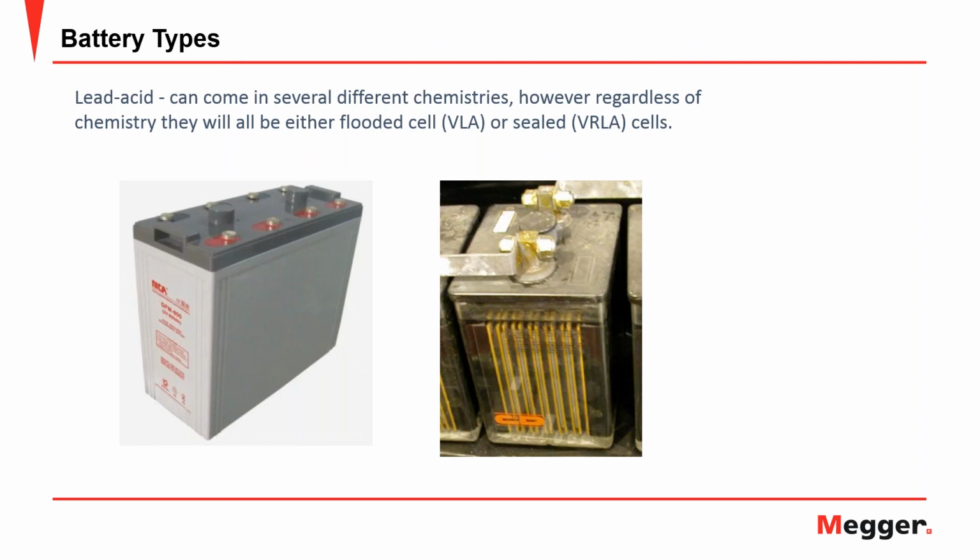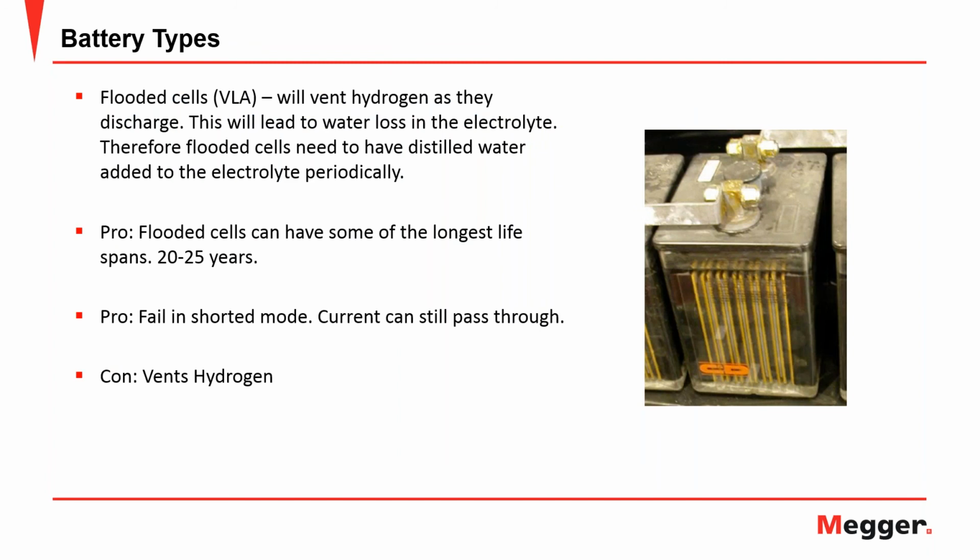Now, the flooded cells, these are the ones that have a lot of electrolyte in them, and we can add water as the electrolyte goes down. There are several big pros to flooded cells. One, they have some of the longest lifespans. They can have a 20 to 25-year lifespan. Also, they fail on what's referred to as the shorted mode, which means that when they fail, they're not necessarily shorted, but current still can pass through them. So in critical applications, you can use series strings, and if one fails, you're still going to get current through.